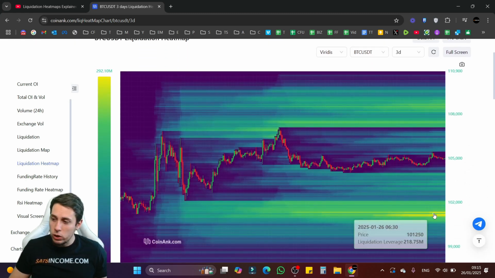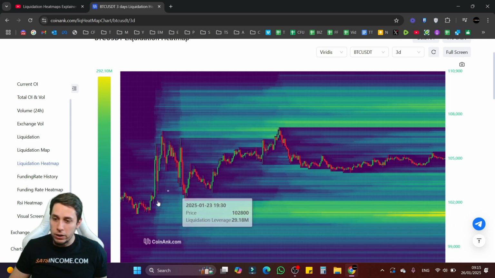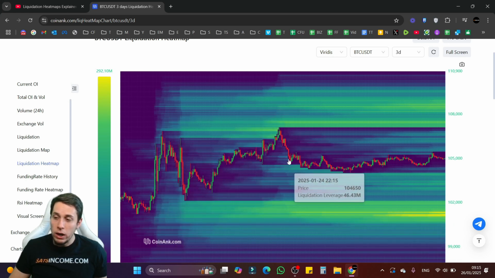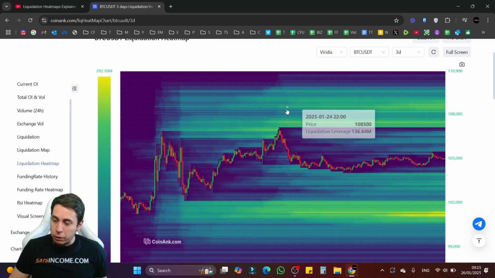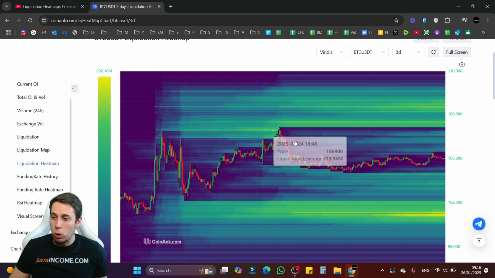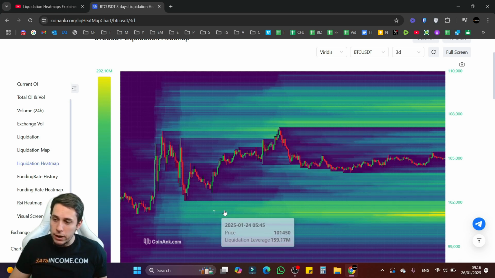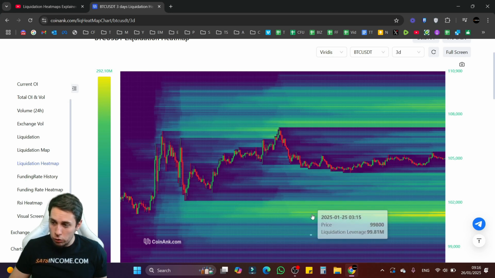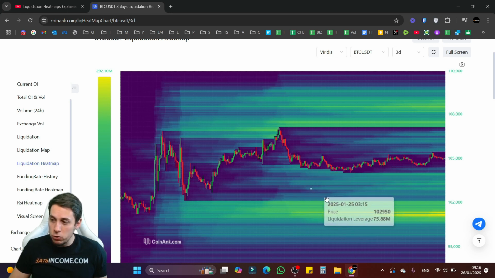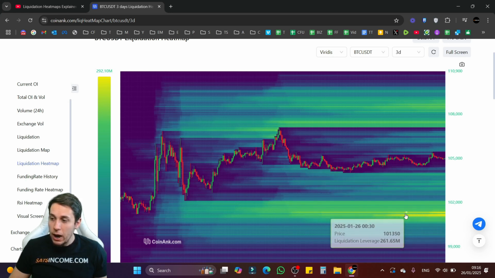So the way this works is that it basically shows you the liquidation levels of traders. As the price goes up and down, traders are opening positions with leverage, right? And they all have liquidation levels. Above the price there are liquidation levels for the people who are shorting. Below the price there are liquidation levels for the people who are going long. There are liquidation levels all over the place, but this gives you a good visual representation of where most of the liquidation levels are, where most of the sheep are.